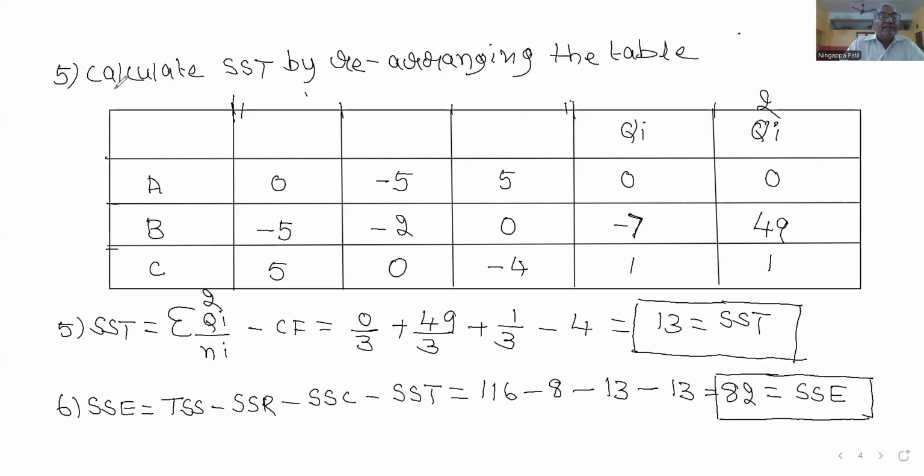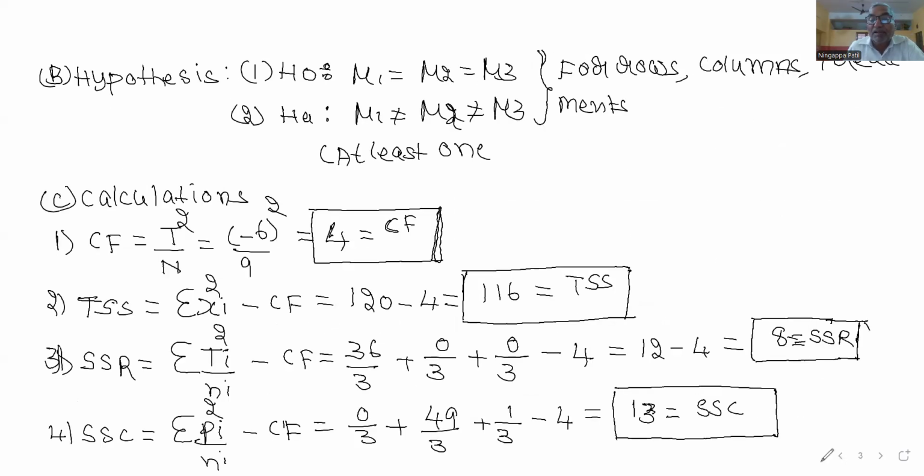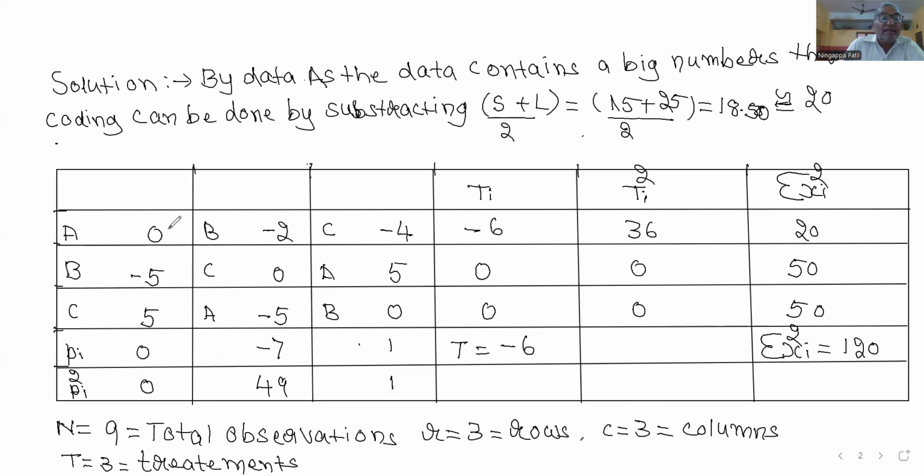You have to calculate SST, one more quantity, SST, sum of squares for treatments by rearranging the table. Look here, rearranging the table. All the A values you collect. Look here, all the A values you collect from the table. Look here, A values, 0, minus 5, plus 5. Collect, you write here.